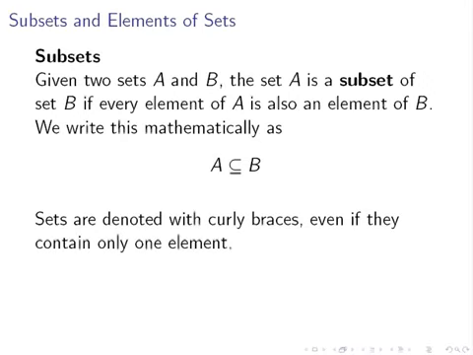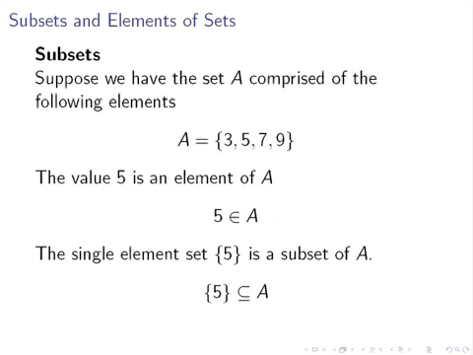Given two sets A and B, the set A is a subset of set B if every element of A is also an element of B. And we would write this mathematically as follows. A ⊆ B. So that's a subset symbol, and that's distinct from the element symbol that I've used previously. Now, just a quick remark: sets are denoted with curly braces even if they contain only one element. I'm using that to lead up to an example here.